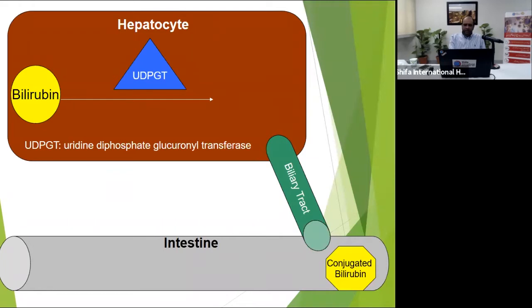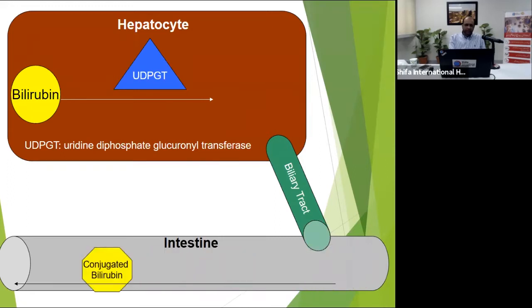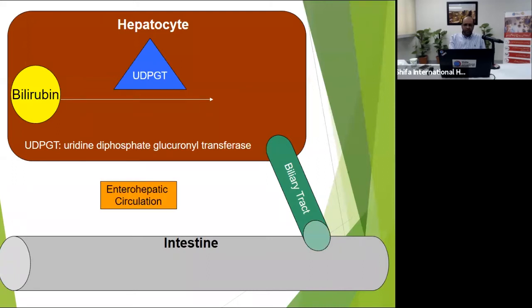After entering the intestine, this conjugated bilirubin should pass out of the gut. This is the normal. However, there is one more thing called enterohepatic circulation. This enterohepatic circulation needs the bilirubin to be in a non-conjugated form.